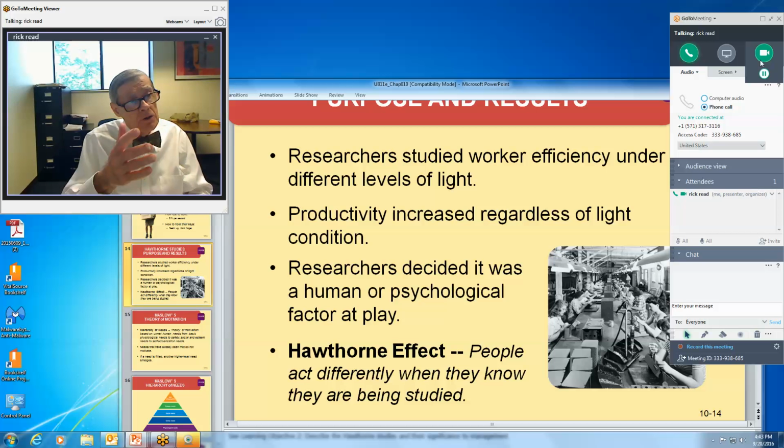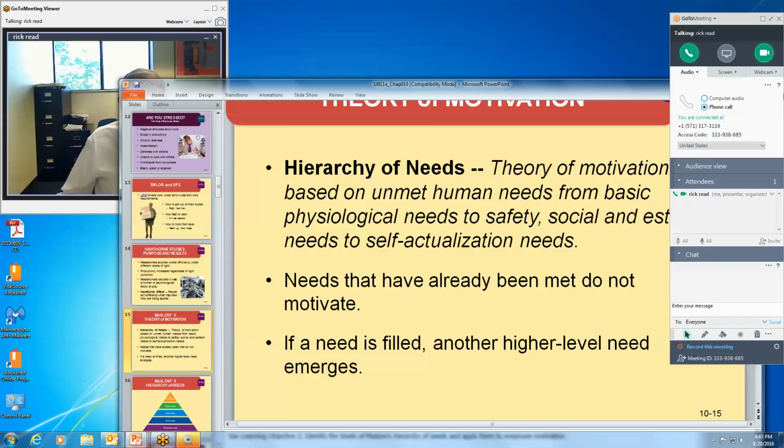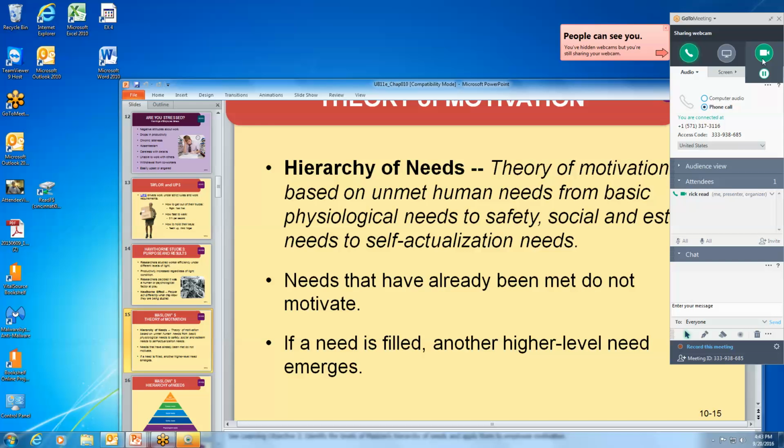So I encourage you to use Google or another search engine and type in either Elton Mayo, E-L-T-O-N M-A-Y-O, or Hawthorne effect, and you'll get additional information from what's in the text. We then move to Abraham Maslow's hierarchy of needs.